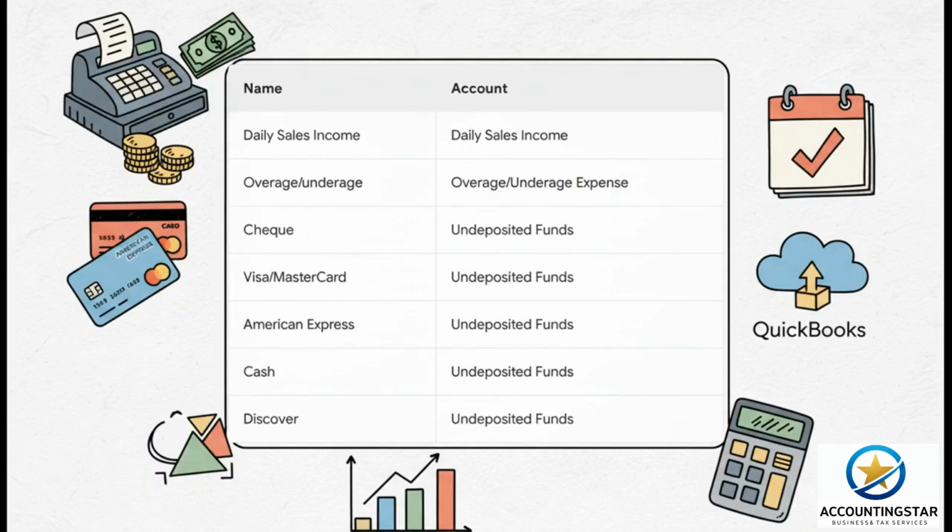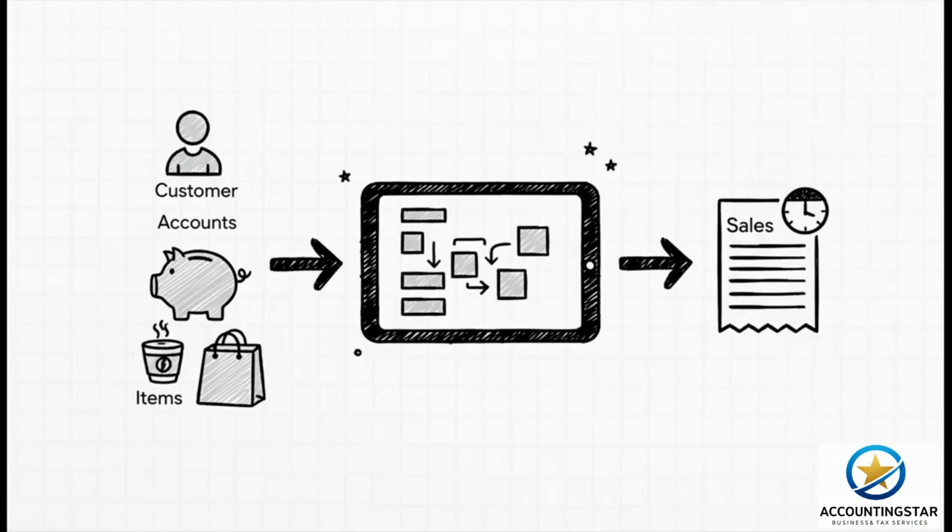It's what makes reconciling your deposits so easy later on. Okay, we've got our customer, our accounts, and our items. The last step in this setup is to put them all together into a sales receipt template. We're going to set this up as a recurring but unscheduled template, which basically means you're creating a master copy, a reusable form that's all set for you to fill in every day.